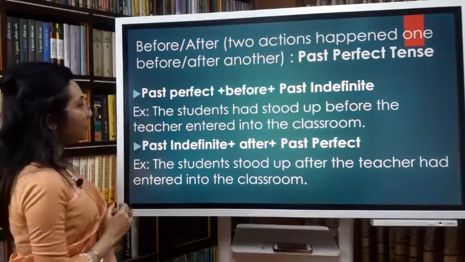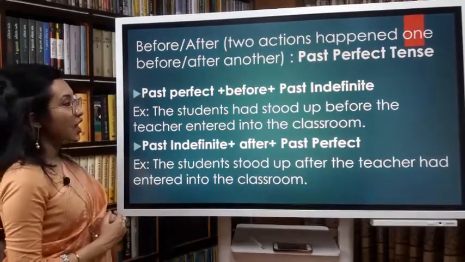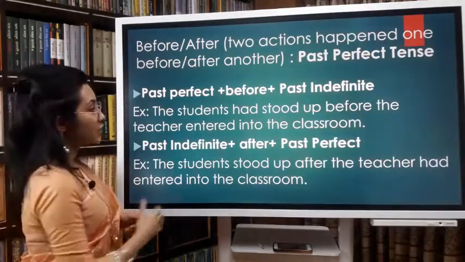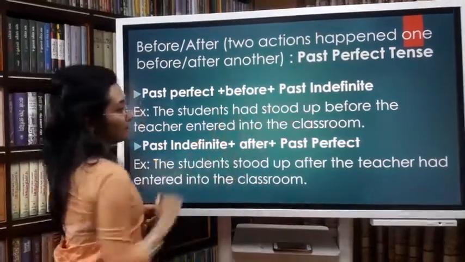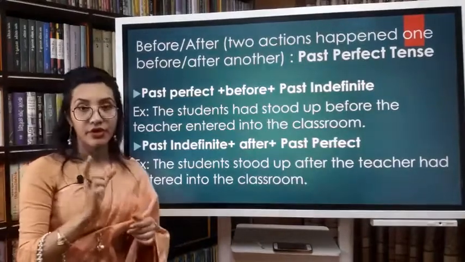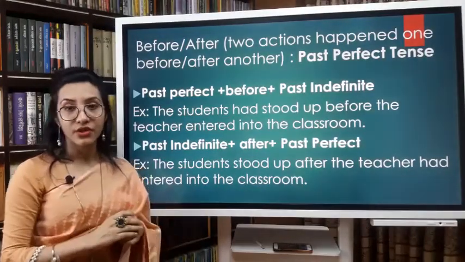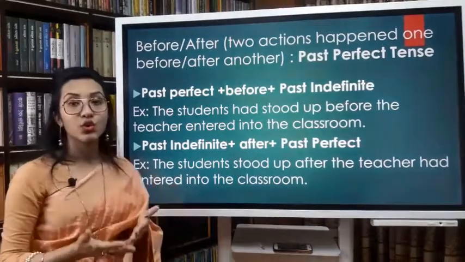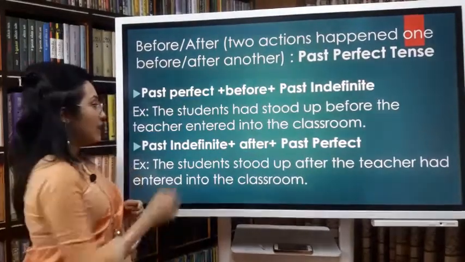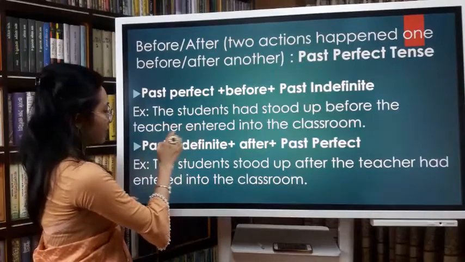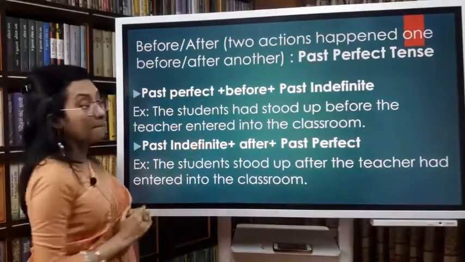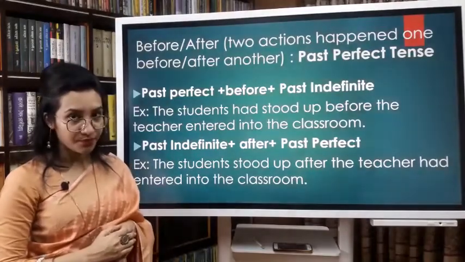For example, the students had stood up before the teacher entered into the classroom. The students had stood up. So we have used before here, age. For that reason, we have used past perfect tense, had stood. And the second part, teacher entered. Here we have used V2 form, past indefinite.